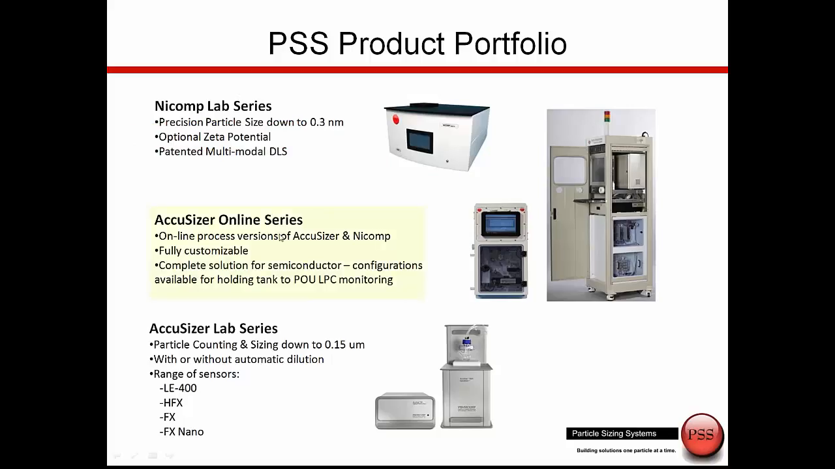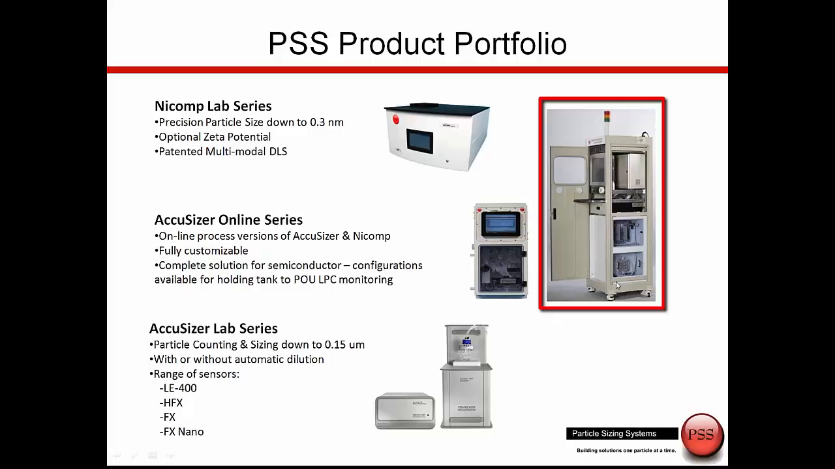And we have both an online series. We have 2 pictures of online instruments here, and the lab series. This is one of our lab instruments. And the AccuSizer is a one-at-a-time particle counter. We call it single particle optical sizing. These online units, this is a point-of-use unit. We'll see some other images of that. And this is a tower unit where we can actually multiplex multiple CMP lines into here, perform the measurement, and we have alarms and other outputs here.